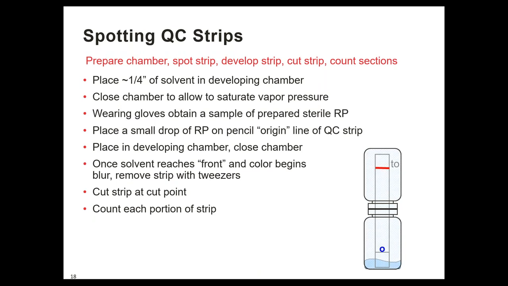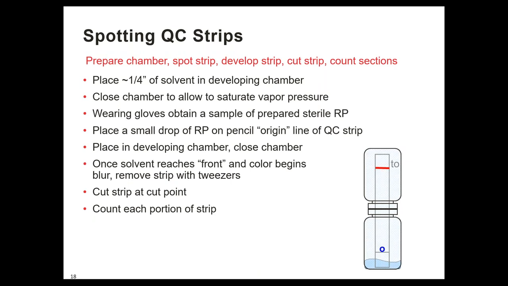And put a small drop of that radiopharmaceutical you prepared on the origin line, which should be a pencil line, and that's put down into the developing chamber, and then you close the lid. As that solvent climbs by capillary action, you'll see that colored line at the solvent front begin to blur and move. Hey, it's about time to pull it out. We're at the top of the page.